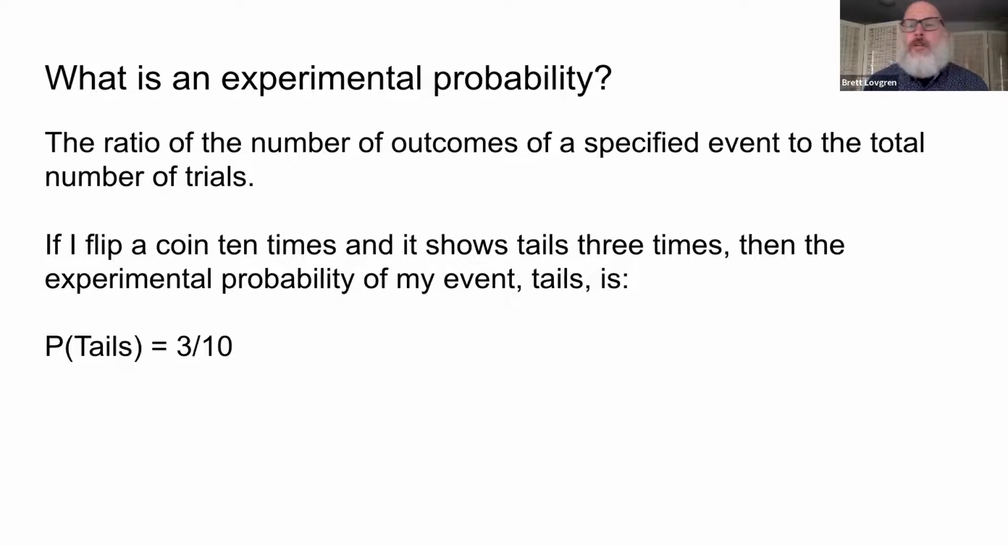Another background knowledge that you need is, what is experimental probability? It's the ratio of the number of outcomes of a specified event to the total number of trials. So the simplest way to think about it is if I flip a coin and it shows tails 3 times out of 10 flips, then my experimental probability of getting tails is 3 out of 10. And so you'll see when we get to the lesson plan itself, the utility of these two details.